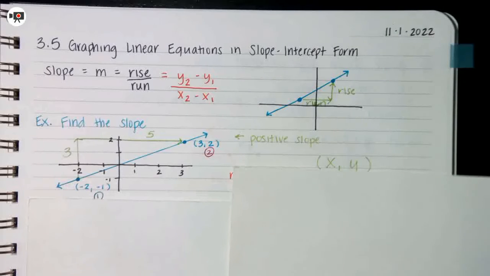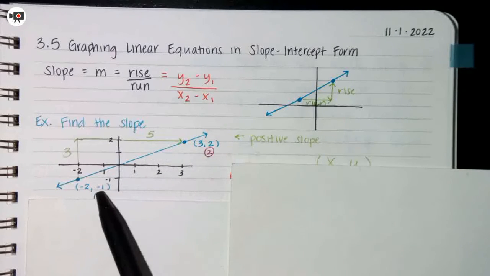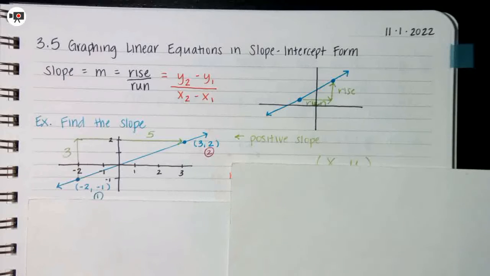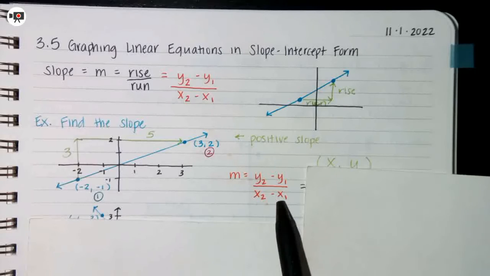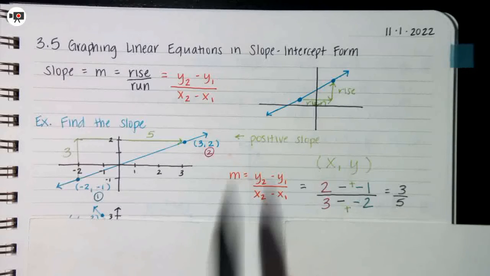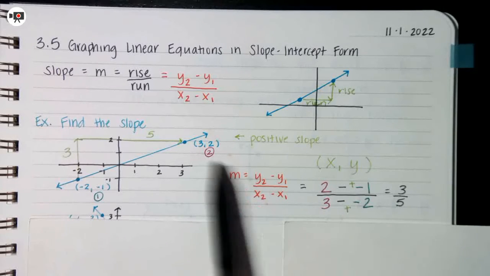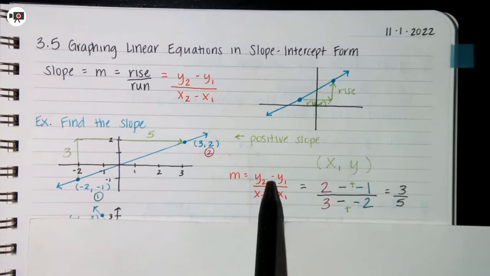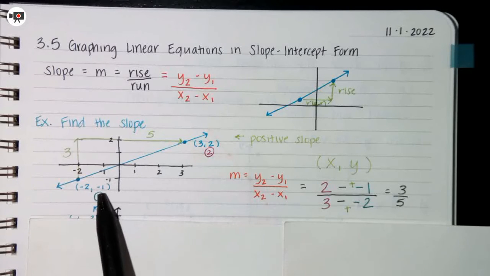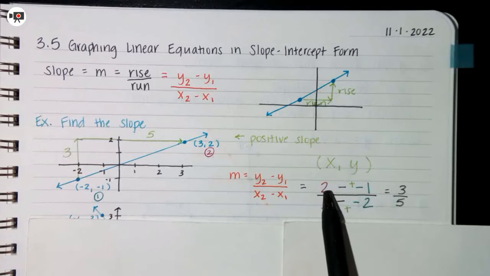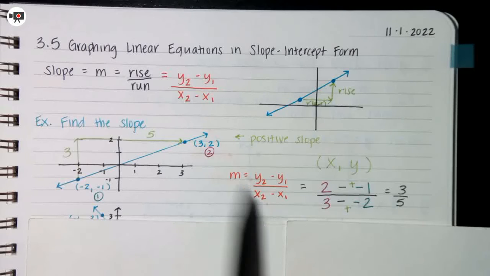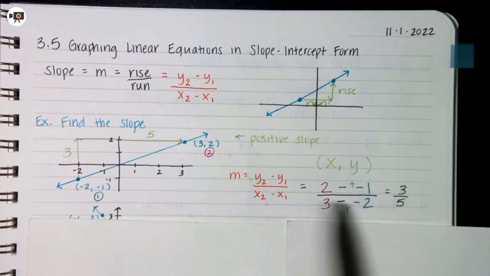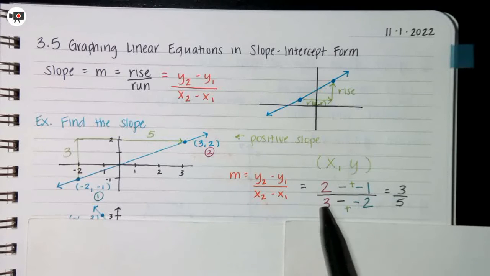So if I have this graph here, I have point 1 and point 2. I'm going to use my formula, y2 minus y1 over x2 minus x1, and I take y from point 2, that is 2, minus y from point 1, which is negative 1. So that's 2 minus negative 1 over x from point 2, which is 3, minus x from point 1, which is negative 2. So that's 3 minus negative 2.